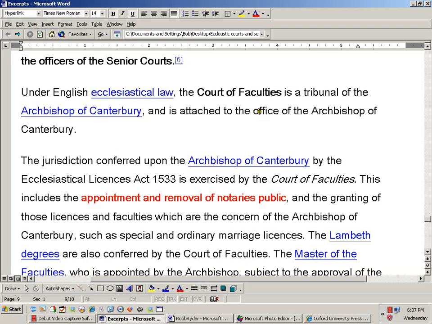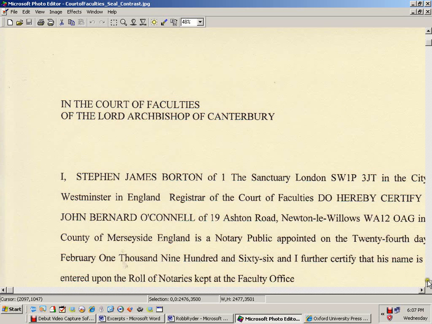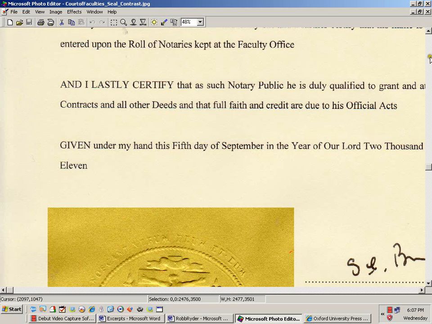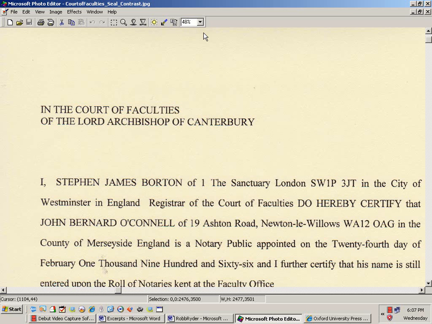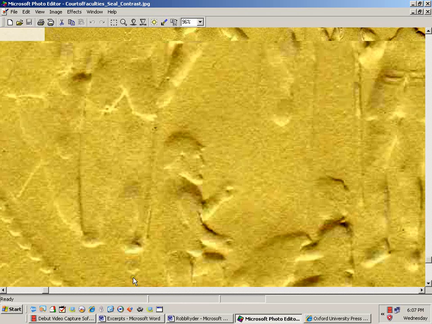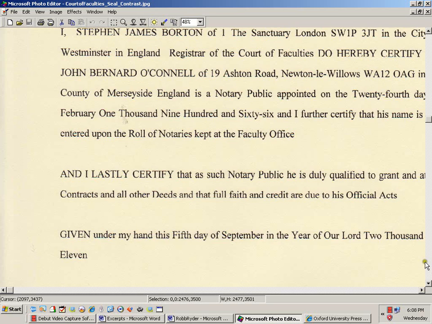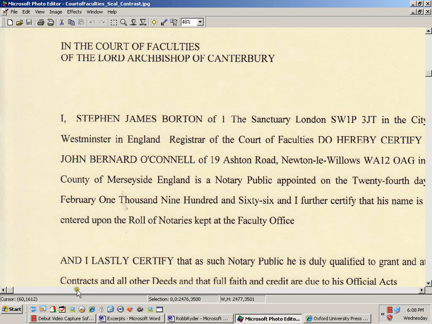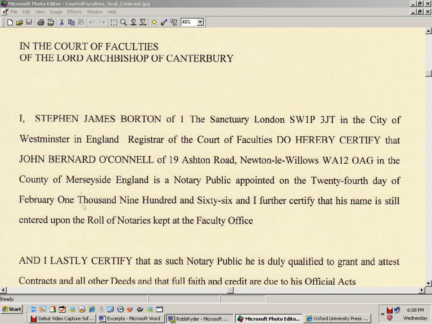But I want to talk about the Court of Faculties real quick, because before I forget, this is what the Archbishop of Canterbury's seal looks like. So anyways, this comes out of the Court of Faculties, and this is the equivalent in England to our certificate of authority for a notary. So more on that in just a second. We'll come back if I got time on this thing.